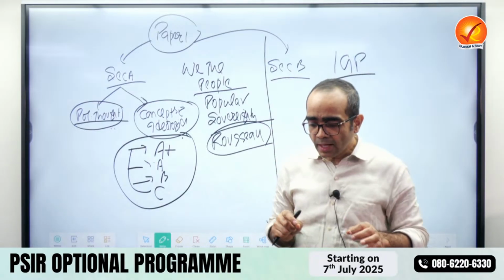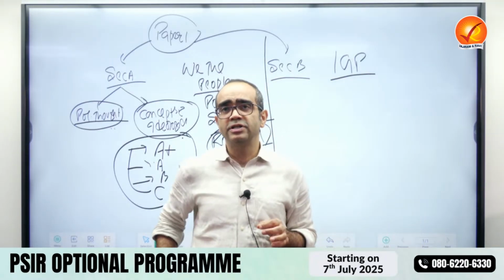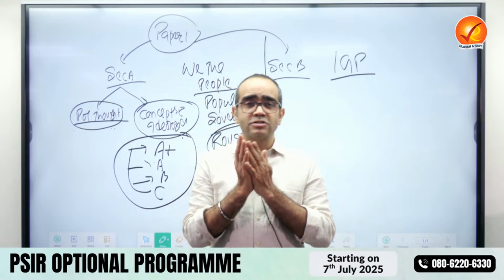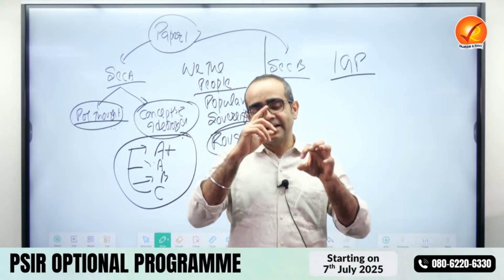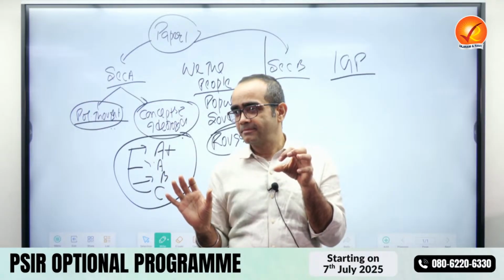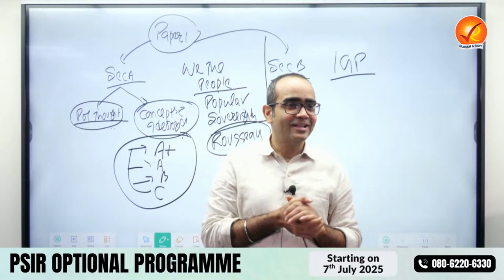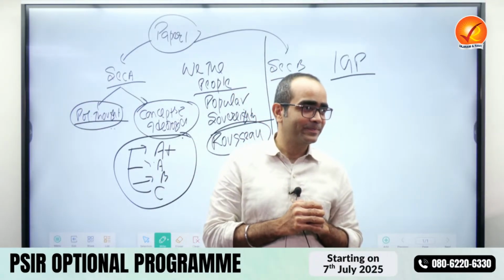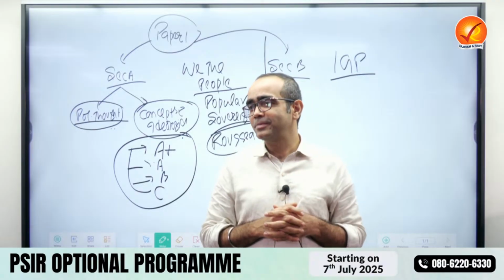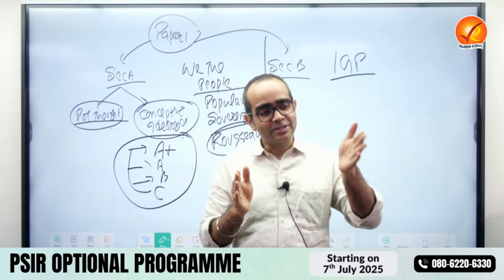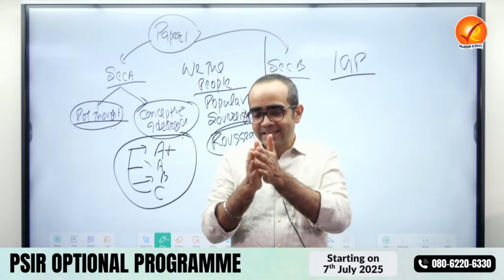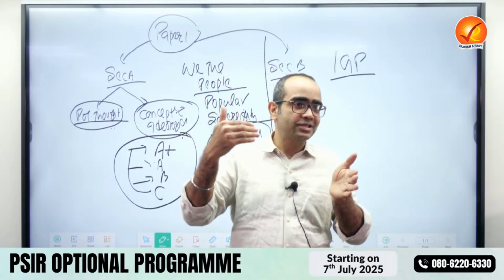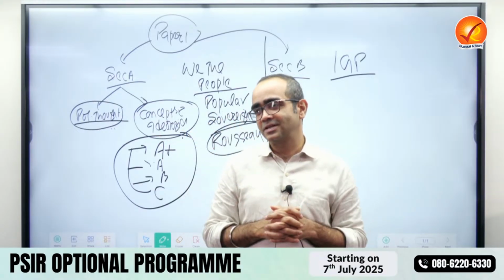Now, one mistake which students make is that because of their familiarity with polity, GS polity, they say that the optional is the same. And they go and write the GS answer in the optional. That's why they don't get marks. There's a gap between the marks which you expect and the actual marks which you get. And this gap is because they use the GS approach while writing the optional answer.